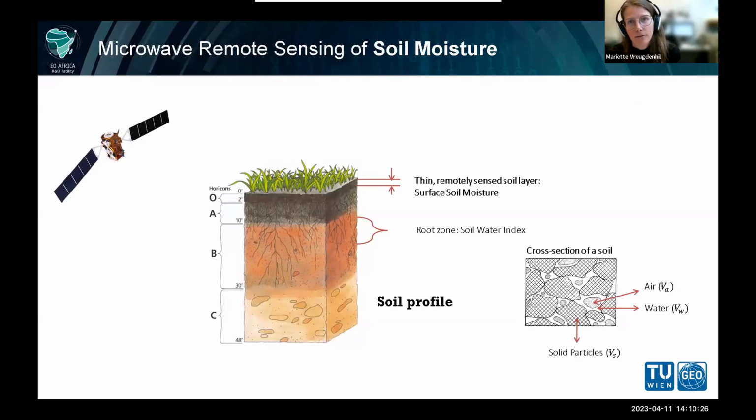And we use microwave remote sensing of soil moisture for this. Most soil moisture products are based on microwave remote sensing, as Professor Wagner explained to you in the last lecture. With microwave remote sensing, we can measure the amount of water in the first few centimeters of the soil, which is what you can see here. The soil consists of solid particles, water and air, and the microwaves are sensitive to the water within the soil. And using algorithms, we can then retrieve the soil moisture from the microwave observations.